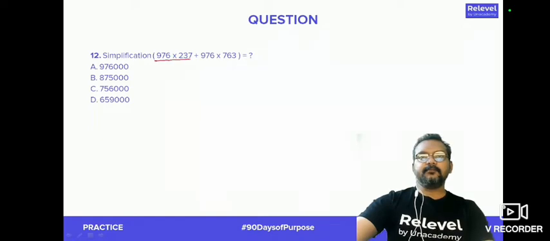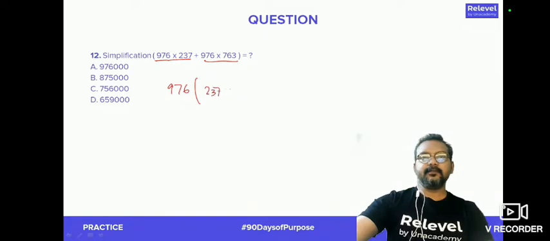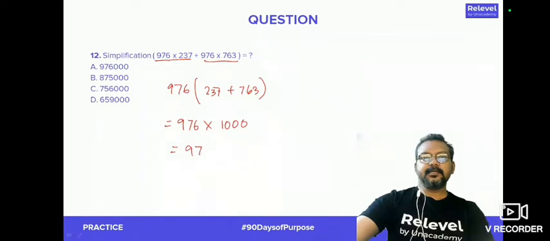Number 12. We have to multiply this and add. So you can take 976 common and do 237 plus 763. That comes to 1000, so 976 times 1000. That is 976,000. That is option A.